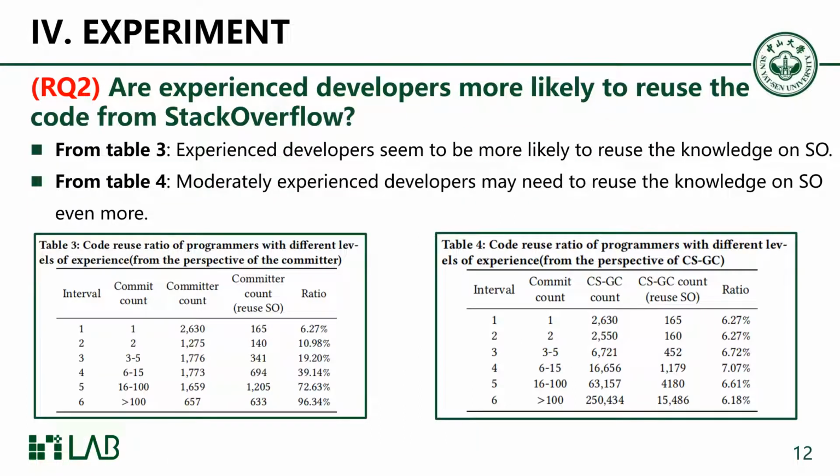Okay, now we move to research question 2. We measure the committers' experience level based on the number of commits they contributed to the project. We count the code reuse from 2 perspectives, namely from the perspective of the committer and from the modified code snippet involving commits. From Table 3, we can know that the experienced developers seem to be more likely to reuse the knowledge on Stack Overflow. From Table 4, we can know moderately experienced developers may need to reuse the knowledge on Stack Overflow even more.